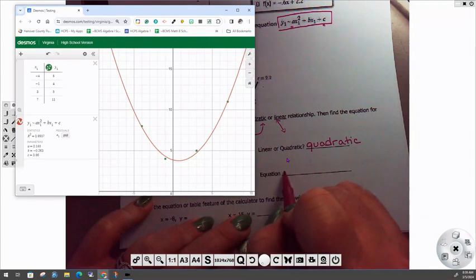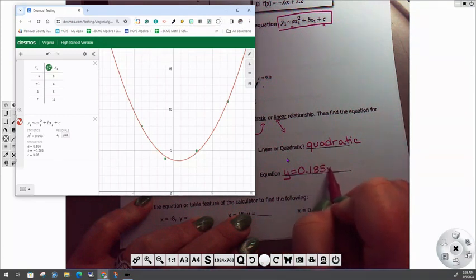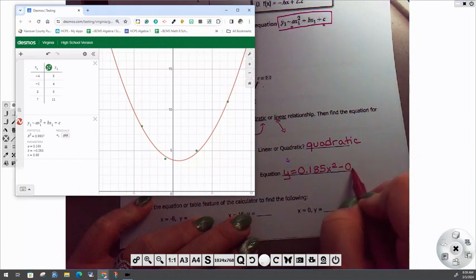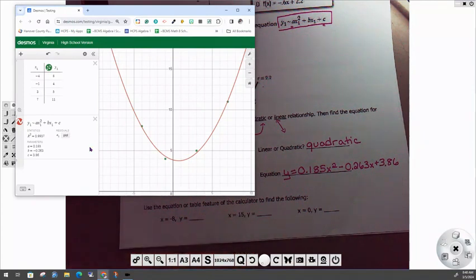So I know it is going to be y equals 0.185x squared minus 0.263x plus 3.86, because that's what my A, B, and C are on Desmos. Okay. Then it says in our notes, use the equation or table feature of the calculator to find the following. If x is -8, what is y?